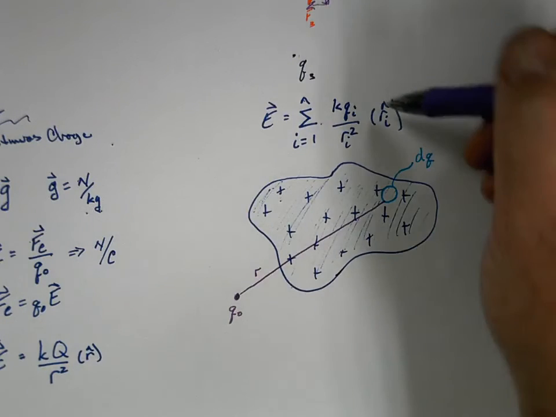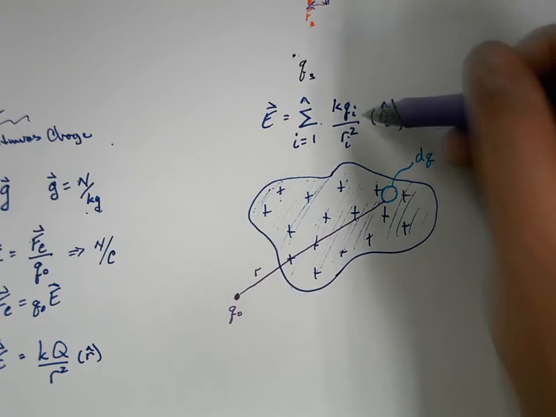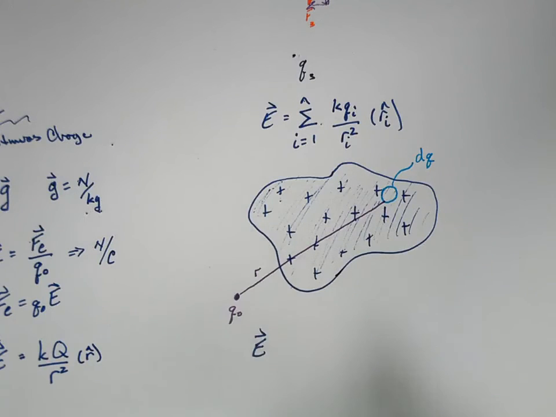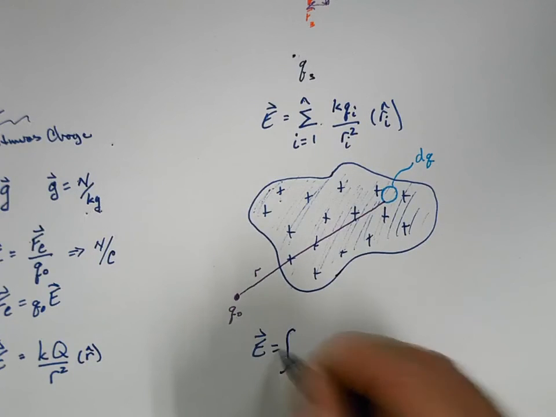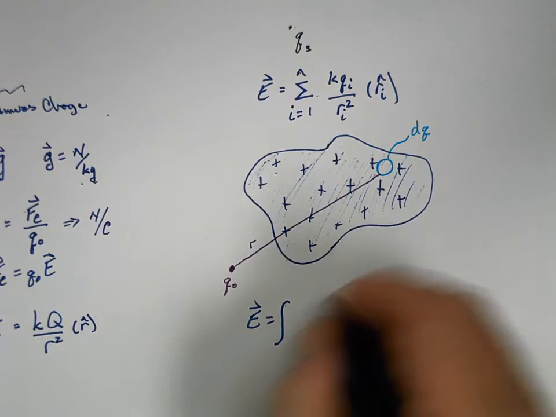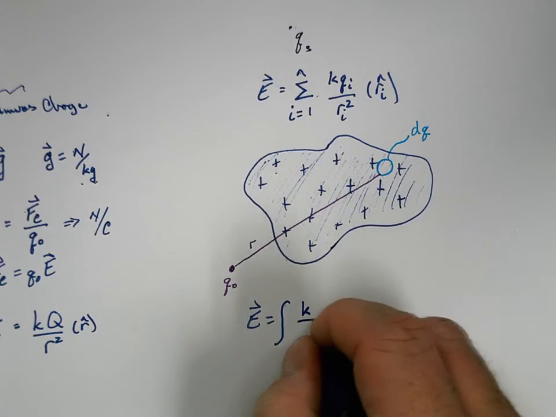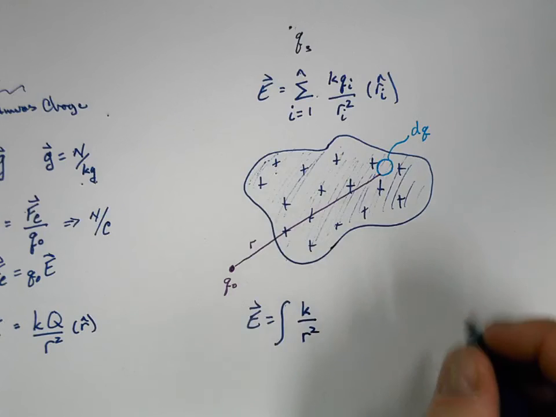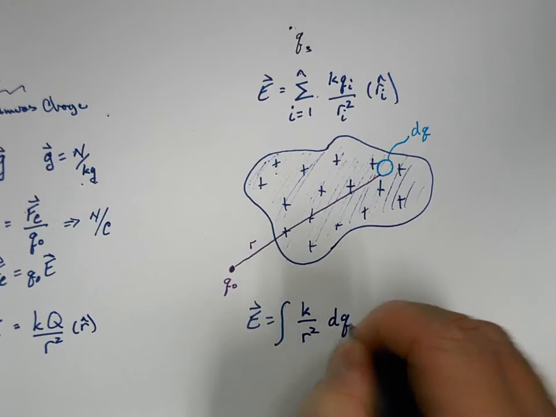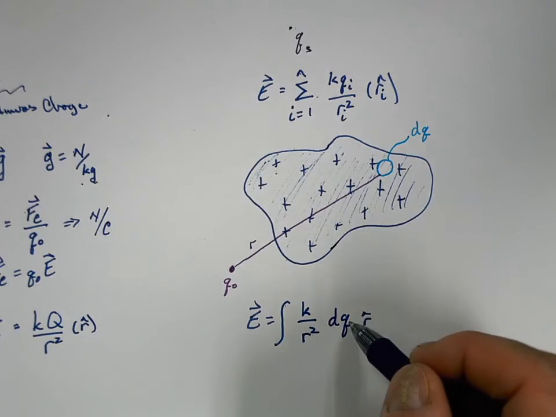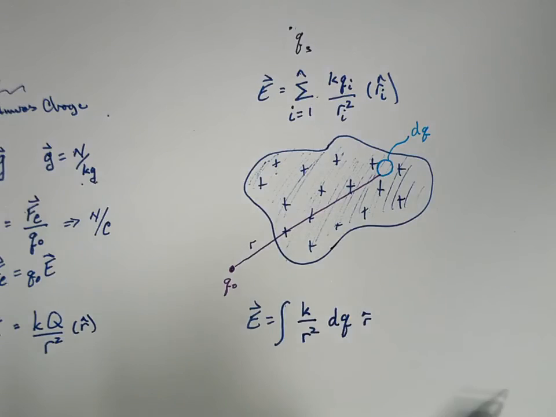And that means that this summation notation, instead of being a summation, leads to the integral of our continuous charge. And so our electric field is equal to the integral of our Coulomb constant over R squared, dq, r hat. Now, it looks all fine and dandy. The problem is Q and R need to be of the same variable.